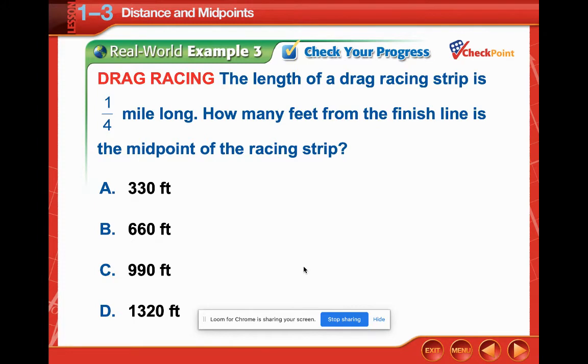All right, but we're looking for the midpoint. So we're looking for half of that. So you do 1320 divided by 2, and you get 660. So B should be your answer. Boom. Tough question if you don't know how long a mile is in feet. I didn't know. I actually had to look it up. So hopefully you guys were able to figure it out.